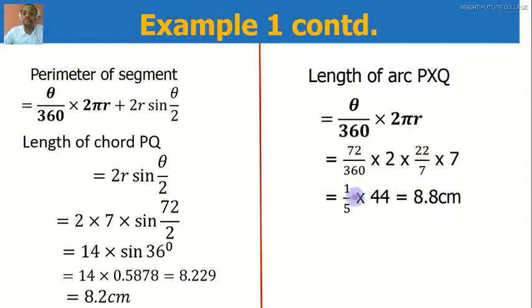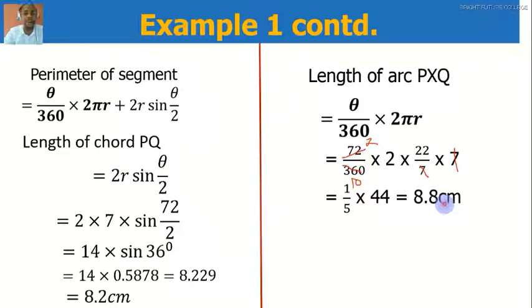Now how do we get this 1 over 5? 360 divided by 36 is 10. Very simple. Then 72 divided by 36 is 2. You can agree with me that 2 over 10 can be reduced to 1 over 5. And then this 7 that is here will cancel this one here. We are now left with 2 multiplied by 22. That is why we have the 44. Now 44 divided by 5 is 8.8 cm.